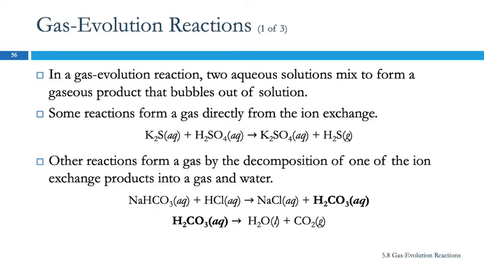Other reactions will form gas by the decomposition of one of the products. But again, it's the ion exchange. So here we have sodium hydrogen carbonate and HCl. So we have the sodium and the hydrogen ion swapping places. So we end up with NaCl and H2CO3. Well, we just have to learn and remember that H2CO3 is not stable. It decomposes to form water and CO2.